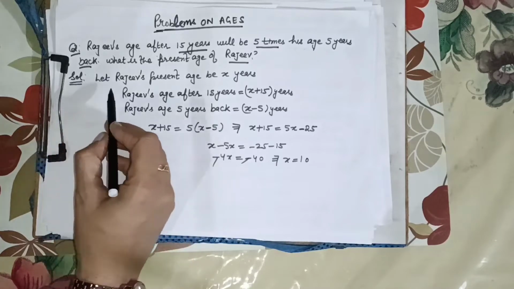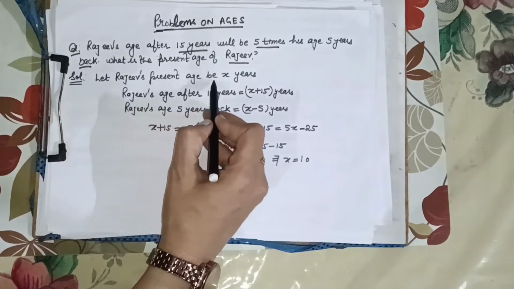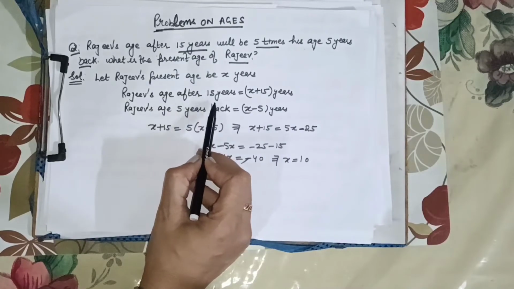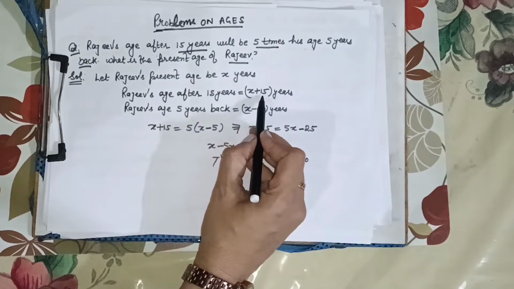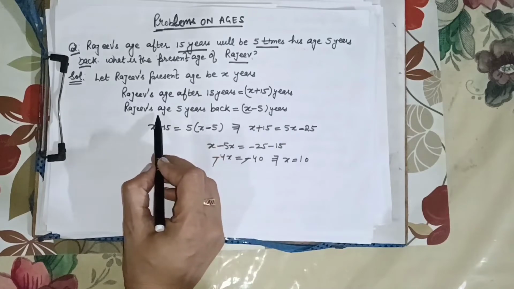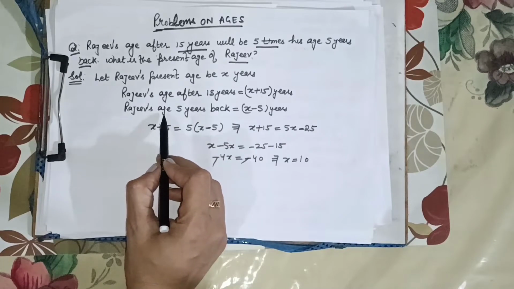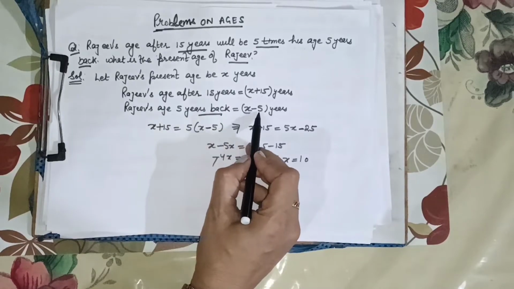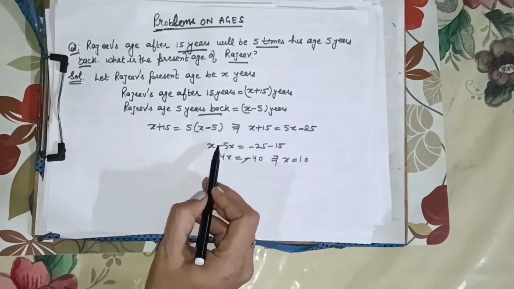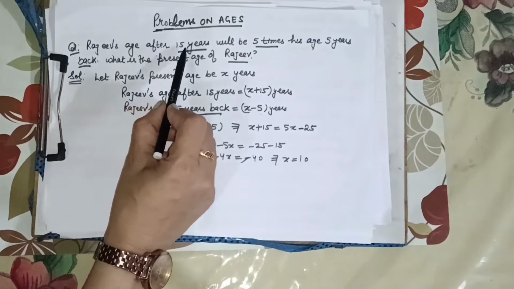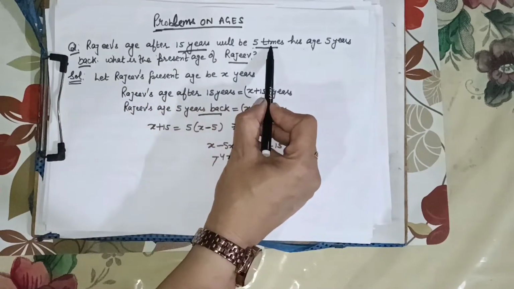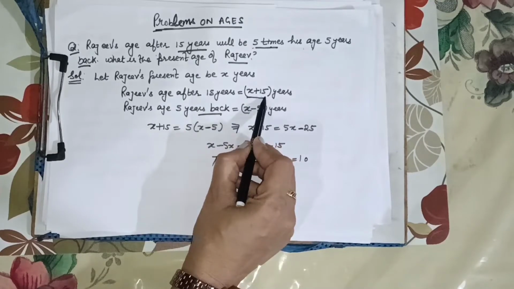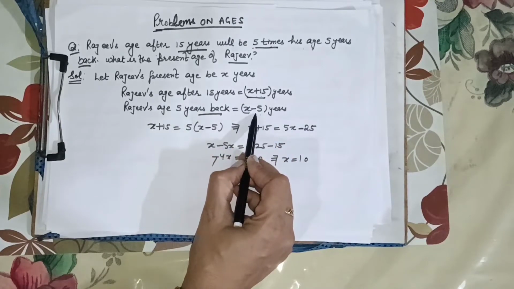So the solution will be: let Rajiv's present age be x years. Rajiv's age after 15 years will be x plus 15 years. If we want to go back, then Rajiv's age 5 years back will be x minus 5. It is given that Rajiv's age after 15 years will be 5 times his age 5 years back. That means this term is 5 times this term.